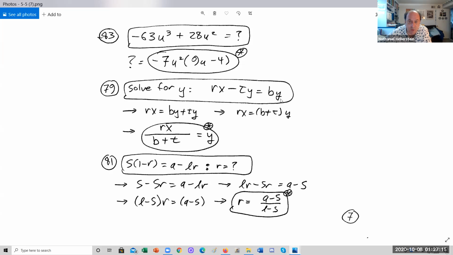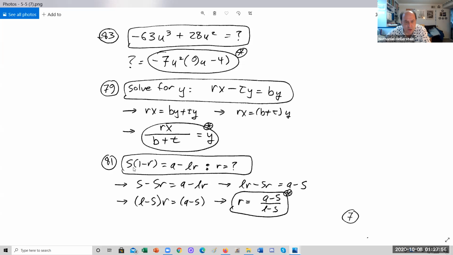We have Rx minus Ty equals By. Solve for y. Now the difficulty is that y is on both sides of the equation. That can be fixed. We transpose the Ty by adding it to both sides. We get Rx equals By plus Ty. Now here we have y in two places. Well, we can remedy that by pulling out y as a common factor times what remains, b plus t. So Rx equals b plus t times y. Now to find y, we isolate it by dividing by b plus t. And we get Rx over b plus t equals y. And that's the solution.